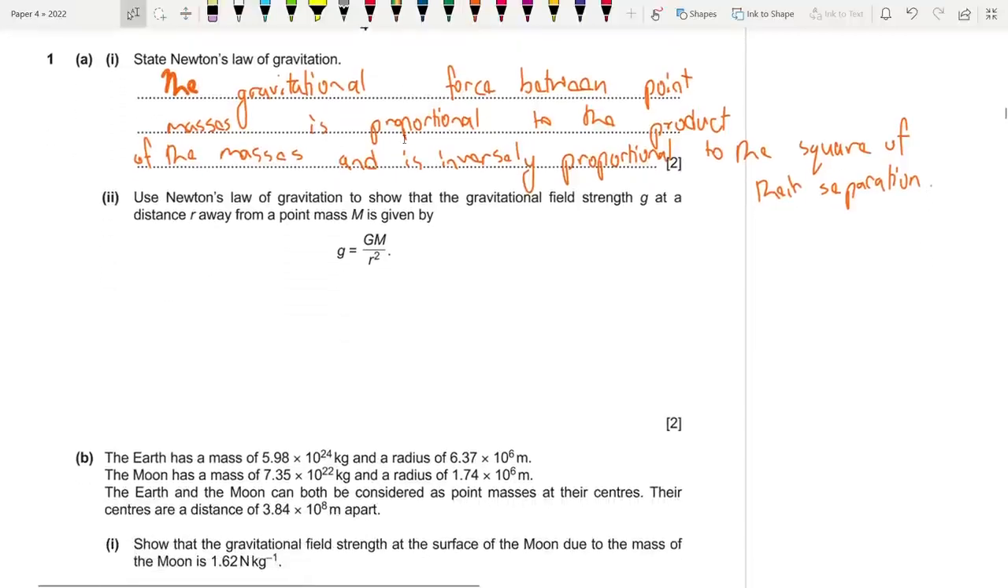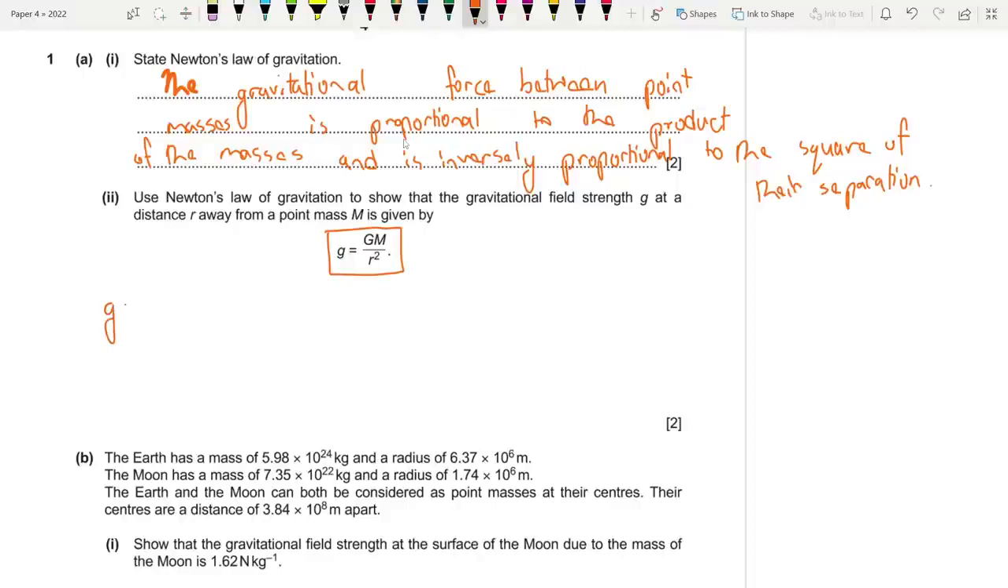Use Newton's law of gravitation to show that the gravitational field strength at the distance r away from a point mass is given by this expression. Alright, so let's begin. They're telling us to prove g is equal to GM by r square, gravitational field strength essentially. So this is quite uncommon. Typically, while teaching this, I do show this, but I haven't seen this before as a proof.